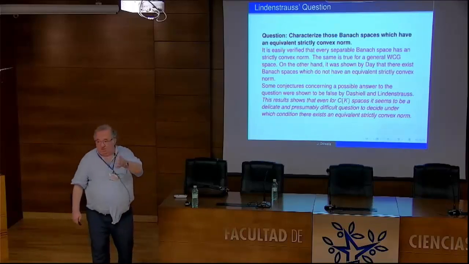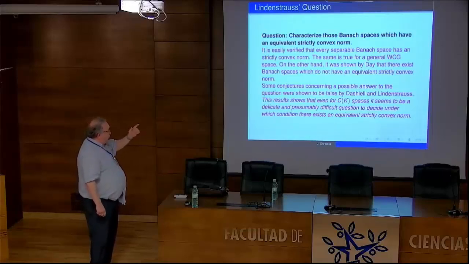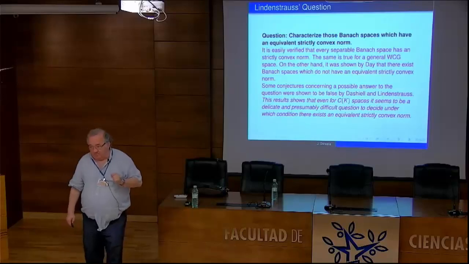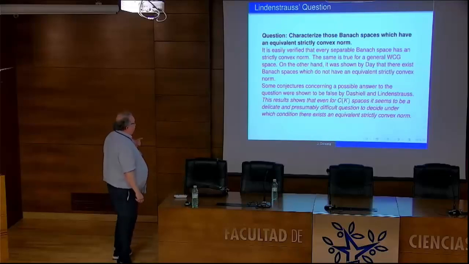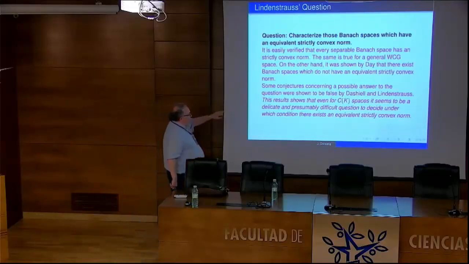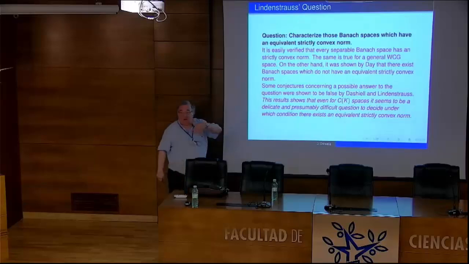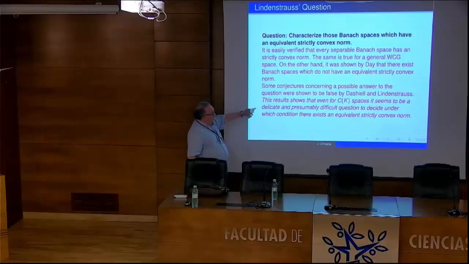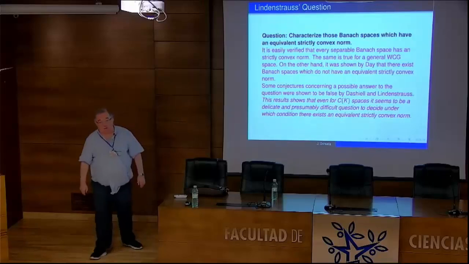They did, with the resolution of the identity. On the other hand, it was shown by Day that there exist Banach spaces which do not have an equivalent strictly convex norm. Some conjectures concerning a possible answer to the question were shown to be false by Dashiell and Lindenstrauss. There are examples, they looked for positive results and they couldn't find them. These results show that even for C(K) spaces, it seems to be a delicate and presumably difficult question to decide under which conditions there exists an equivalent strictly convex norm.